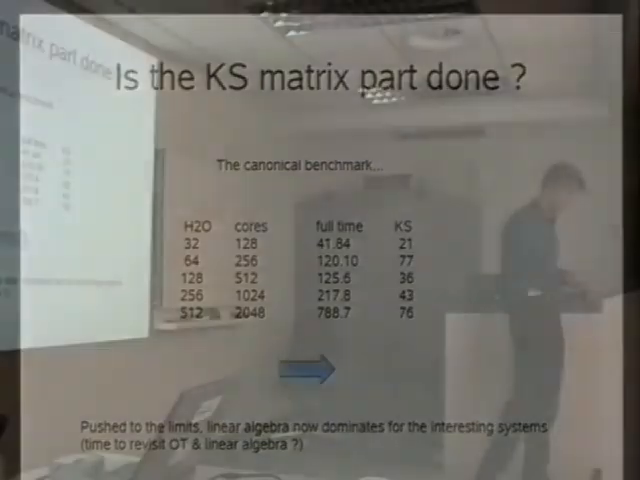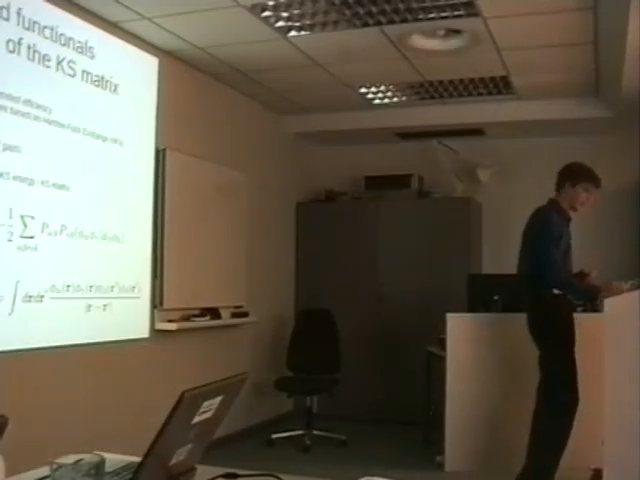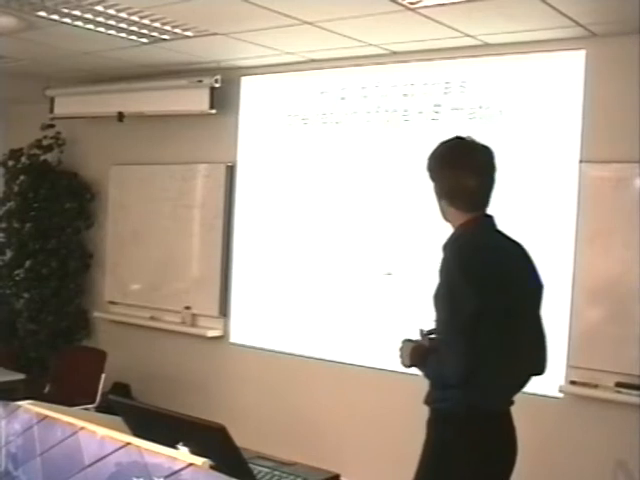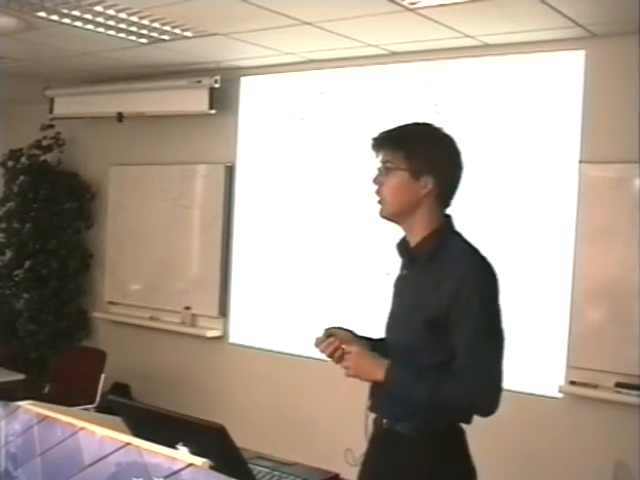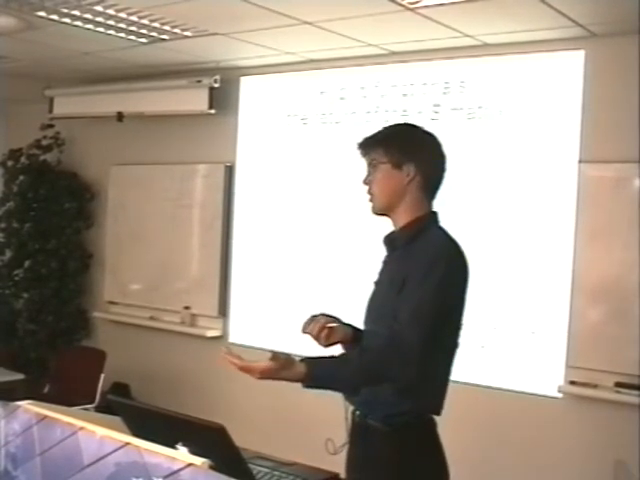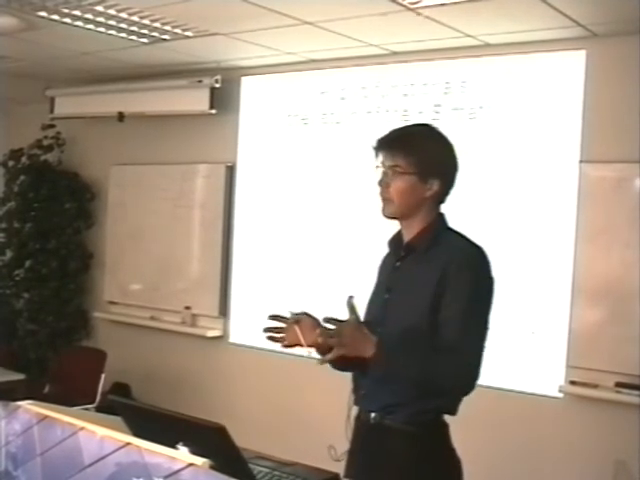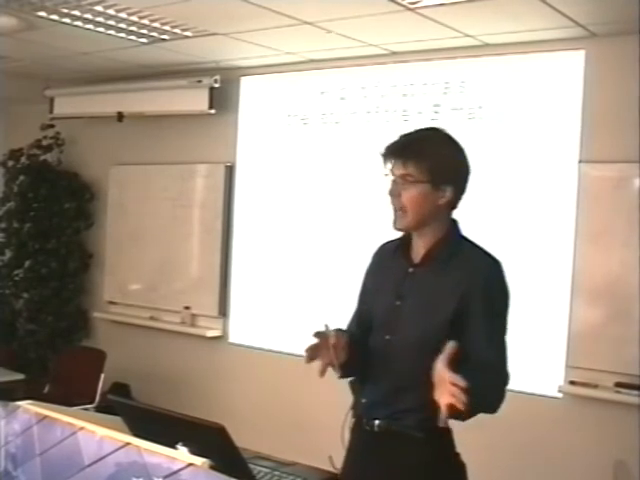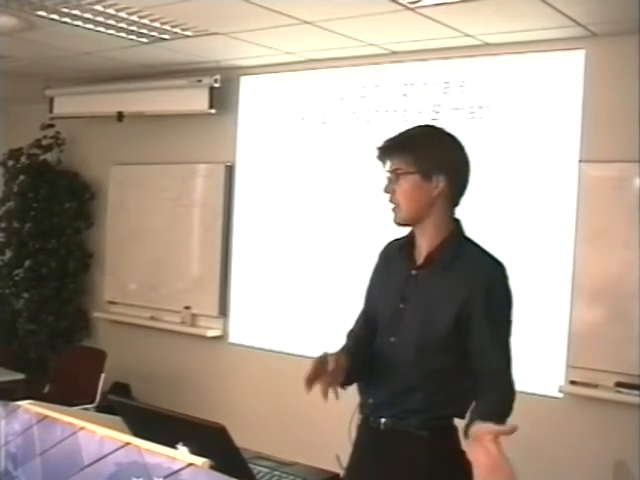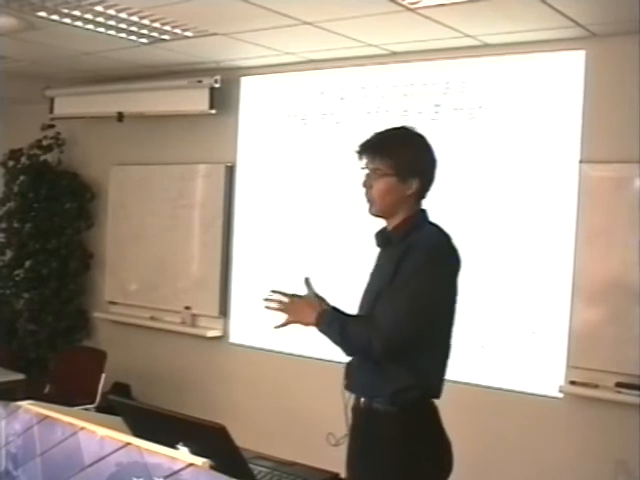Now, is the Kohn-Sham matrix part really done? And of course, the answer here is no. We have recently implemented an extension of our code. We've introduced more accurate functionals. So density functional theory comes in various flavors. You have more efficient but less accurate approximations, and you have more expensive but more accurate calculations.